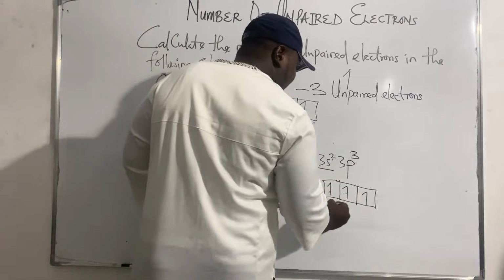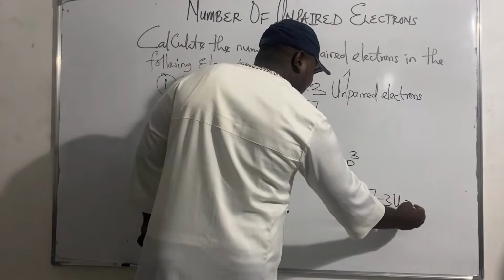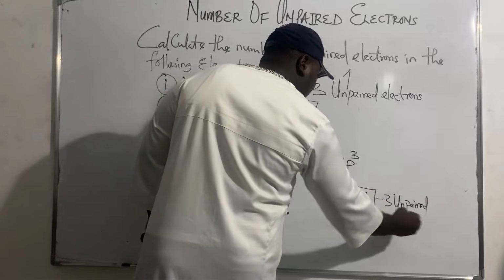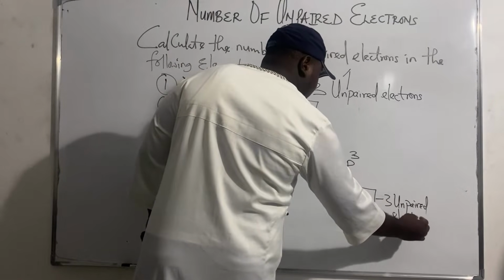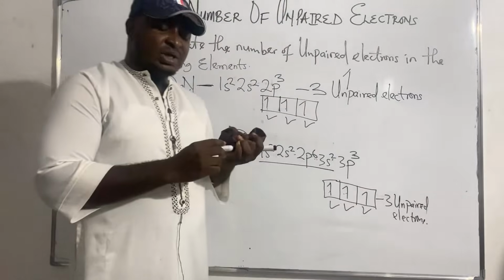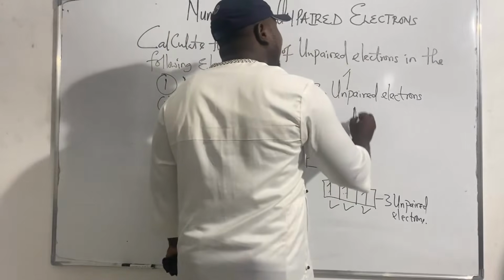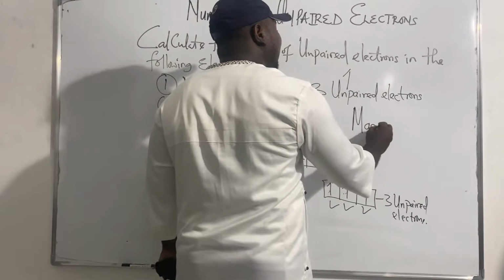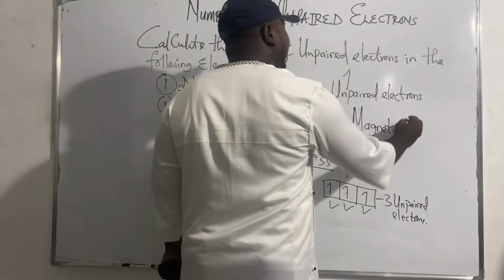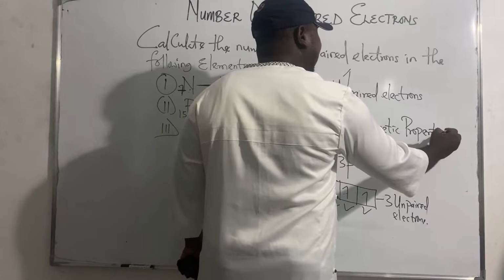These 3 electrons are unpaired. 3 unpaired electrons. Class, note that anytime an element contains unpaired electrons, it will exhibit magnetic property. The elements that have unpaired electrons exhibit magnetic properties. That means they have high potential for magnetism.